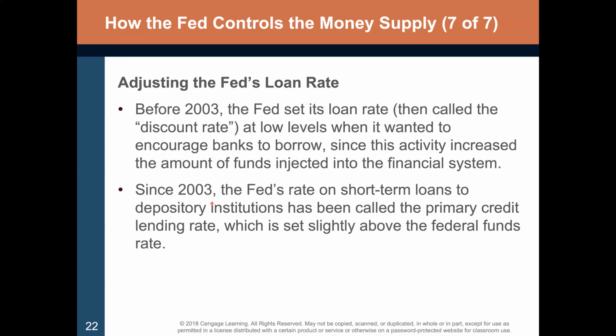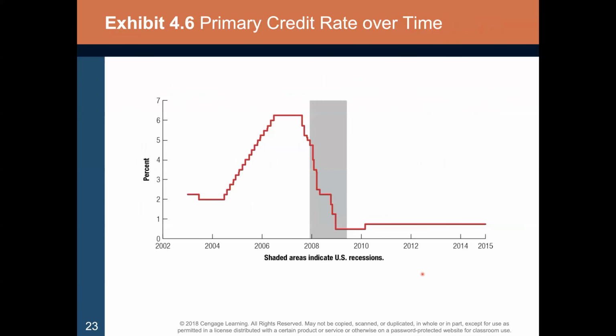Since 2003, however, the Fed's rate on short-term loans to depository institutions has been called the primary credit lending rate. Primary credit lending rate is what we call it now, which is set slightly above the federal funds rate. The primary credit rate is shown in Exhibit 4.6 of your book, which we'll take a look at right now.